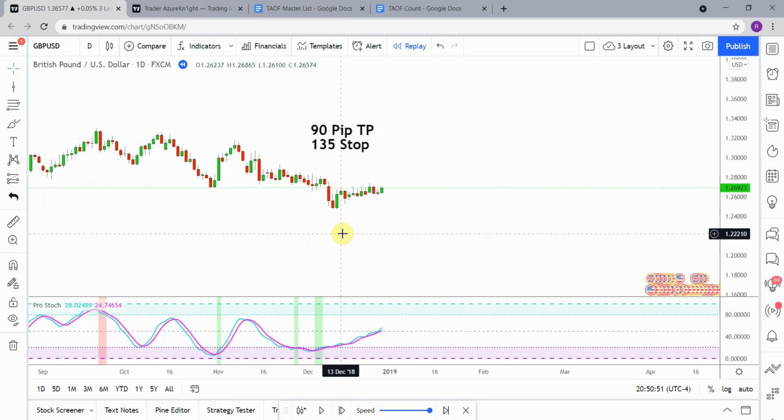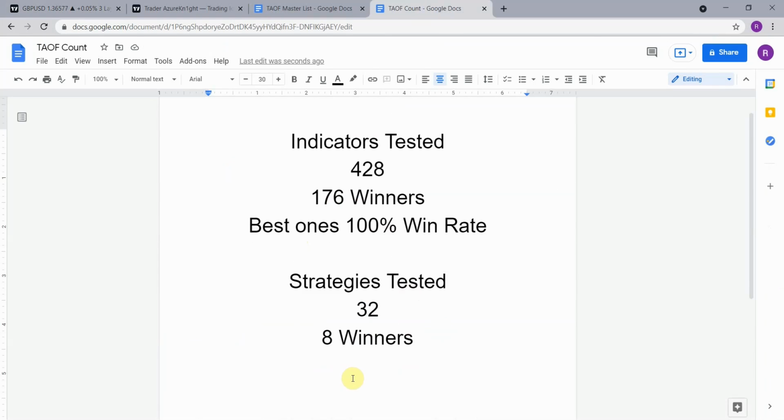Alright, as I said, today we will be testing the Pro Stochastic indicator. Before we do though, I wanted to put the testing scoreboard up for everyone to see. So to date, we have tested a total of 32 different strategies, with 8 of them being winners. We have also tested a total of 428 indicators, with 176 winners. The best ones so far were able to achieve a 100% win rate. Now you need to go back and watch those videos to understand the context of how they were able to achieve that. So go back and watch those videos and see what you can get out of those winning indicators.